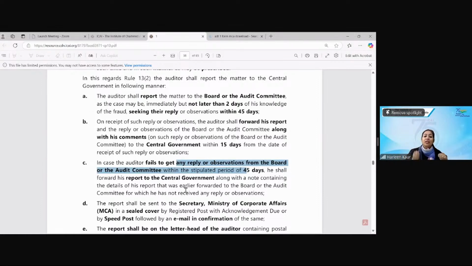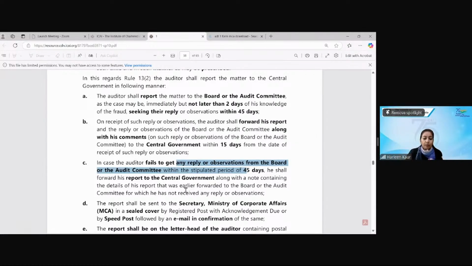You have to follow each and everything which is laid down for you to be followed in order to do a proper, valid audit of any company. So if you have come across any fraud, you need to report it immediately. Tell the Central Government, and tell the board and audit committee within 2 days; they should reply back to you in 15 days. And once they have replied within 45 days, then in the next 15 days you send your report to the central government.